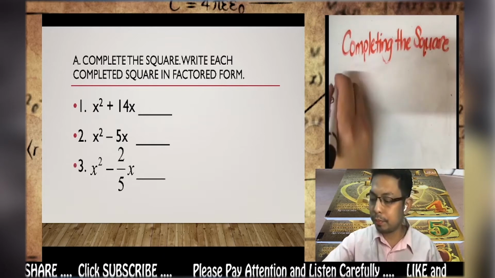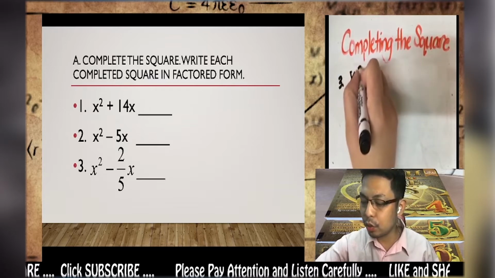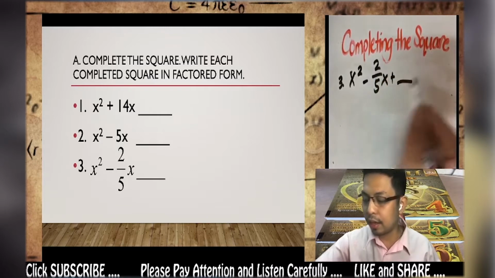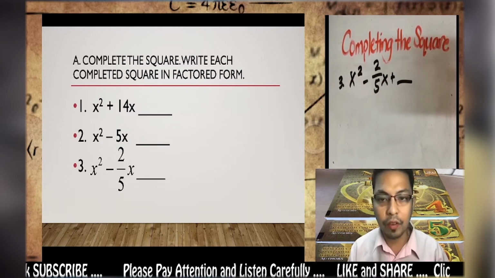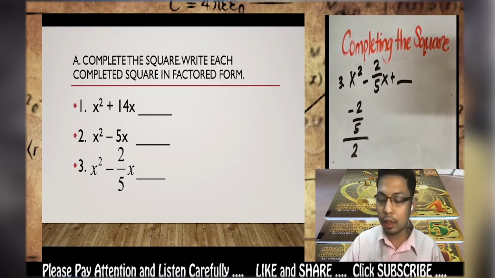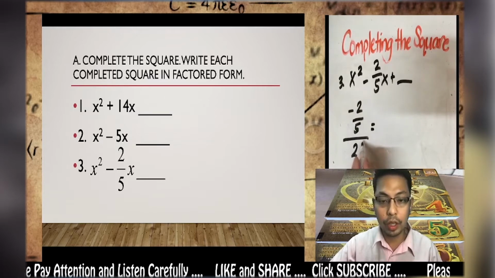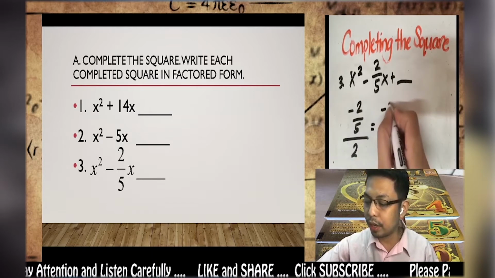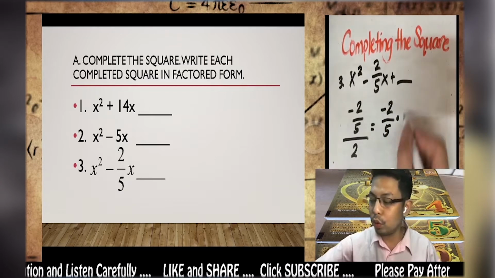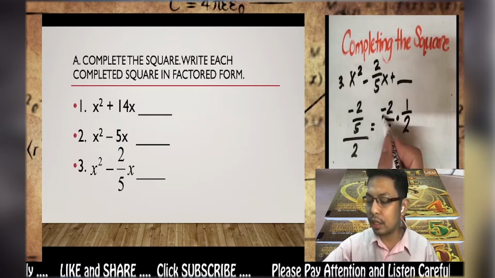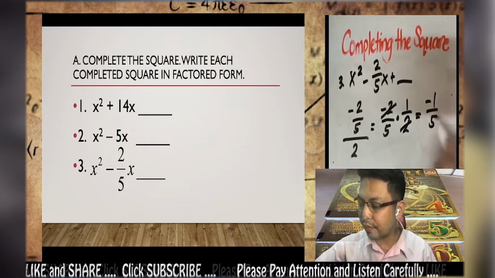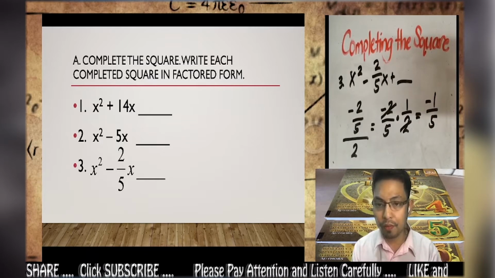Number 3. In number 3, we have x squared minus 2 over 5x plus blank. The linear term is in fraction form. We have negative 2 over 5 divided by 2. The inverse operation of division is multiplication. So this will become negative 2 over 5 multiplied by the inverse of 2, which is 1/2. So this is cancel. We have negative 1 over 5. So we have negative 1 over 5 squared.